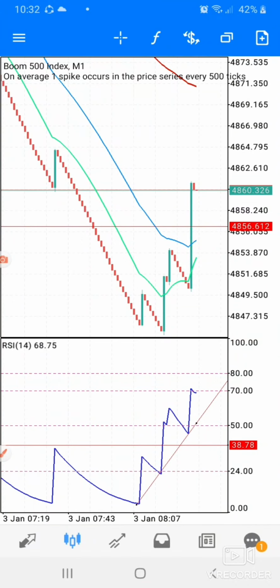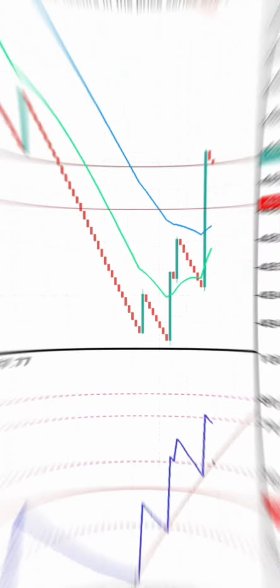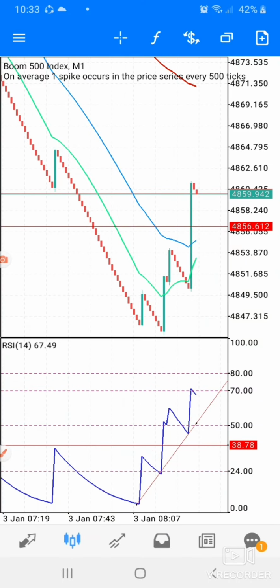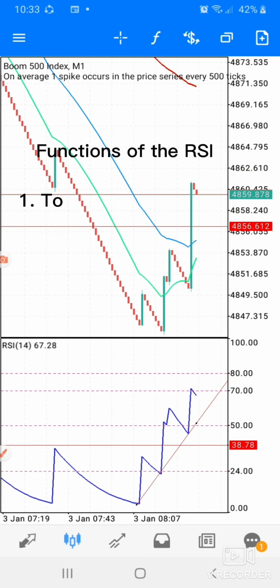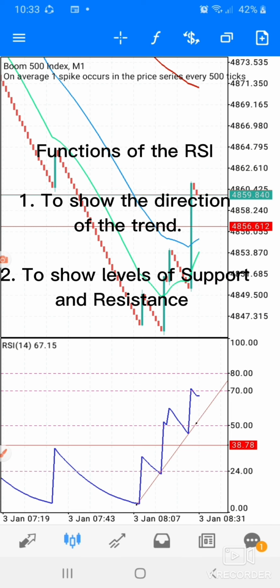So today I'm gonna be explaining how you can use the RSI to catch spikes. This works in boom and also in crash. Most people know that the RSI is normally used as an indicator to show levels where there's an overbought and an oversold level. But apart from that function, the RSI can be used for two main things that I'm going to explain, which can also be helpful when catching spikes.